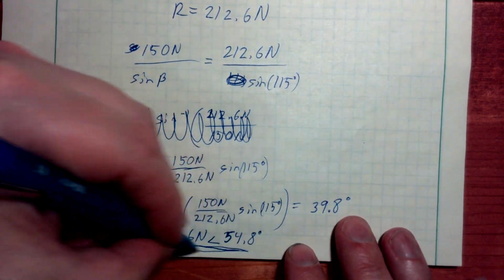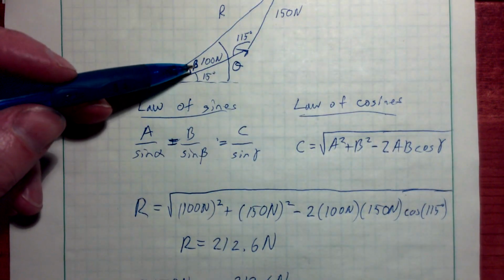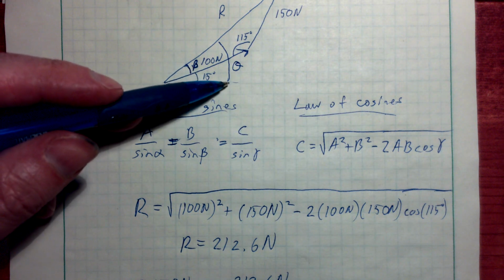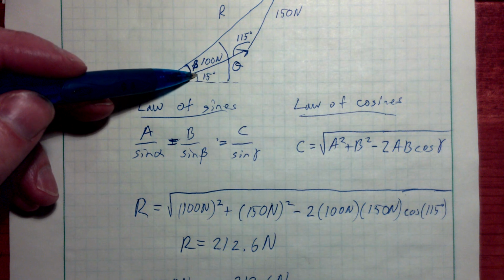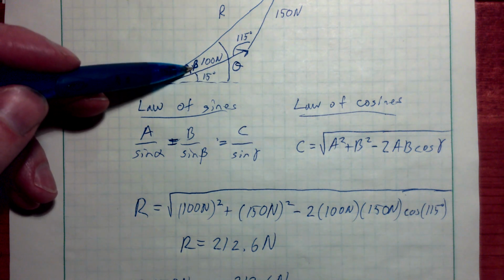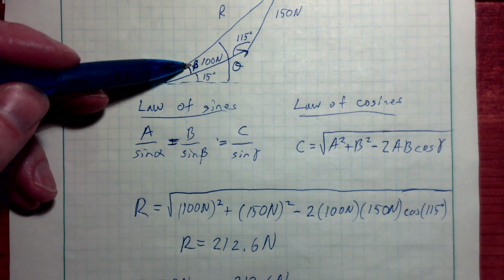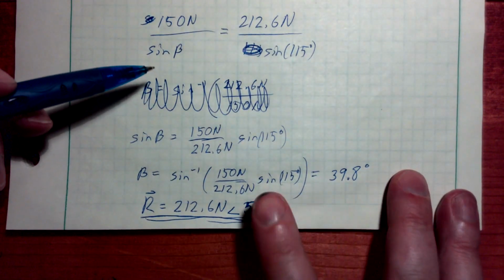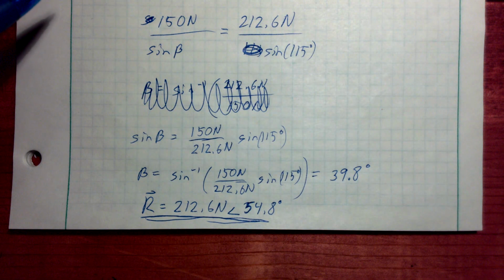Well, remember this beta here is 39.8. We calculated it, but I'm measuring theta counterclockwise from positive x. We're 15 degrees up to this 100 Newton force, and then that 100 Newton force is adjacent to this beta angle of 39.8. So from here to here, the entire theta is this 39.8 plus the 15, that's 54.8 degrees.